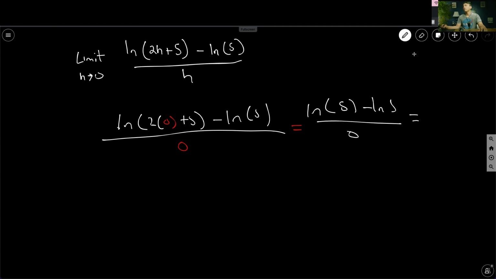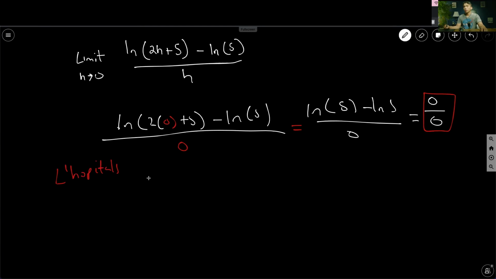The top, ln of 5 minus ln of 5, is 0. The bottom, of course, is still 0. When you get 0 over 0, that should automatically trigger you that there's something you can do with this. In this case, as the limit as h goes to 0 gives 0 over 0, you would use L'Hopital's rule, which says that you can take the derivative of the numerator completely separate from the derivative of the denominator.